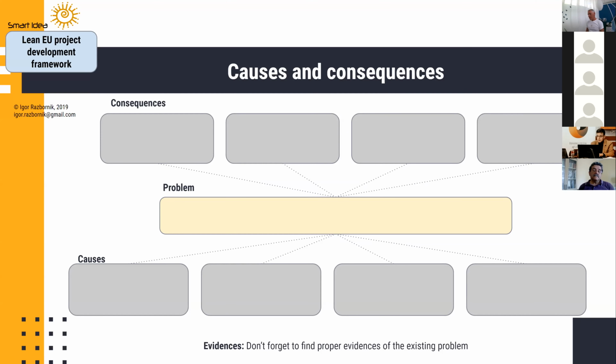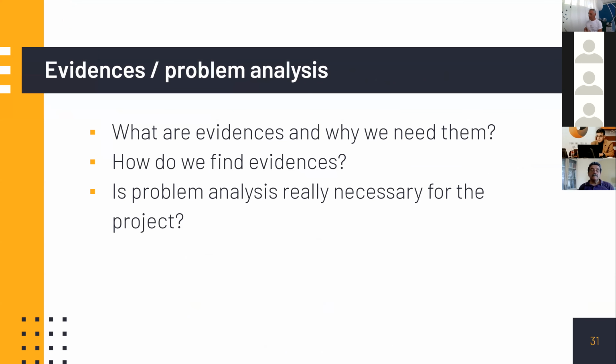So the second part for that is evidences. Here you stated some causes, but evaluators probably don't know about the problem as you do. So you need to go into finding the evidences for your problem. So what are the evidences? Why do we need them? We definitely need them because evaluators want proof that the problem exists and that the causes really exist. How do we find the evidences, and what problem analysis is necessary for the project? I will show later with examples.